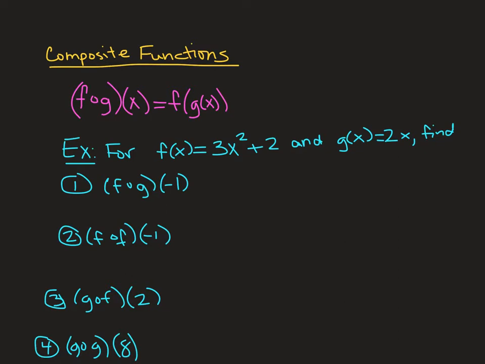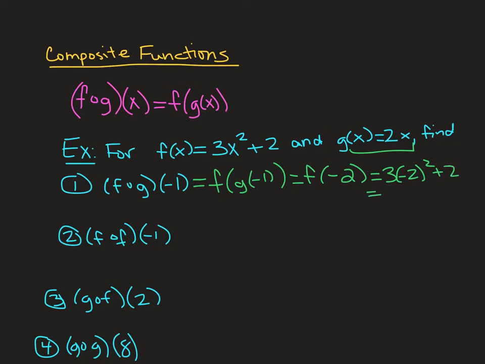For number 1, the first thing that we're going to do is rewrite this as f of g of -1. It's always a lot easier to look at it like this. We find what's on the inside first, the g of -1. Remember, you're just going to substitute in -1 for this function. That gives you -2. Then we do f of -2, which is 3 times -2 squared plus 2. That gives us 3 times 4, which is 12, plus 2. My answer for that one is 14.